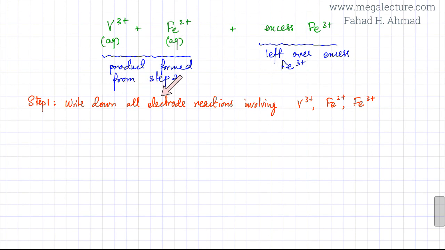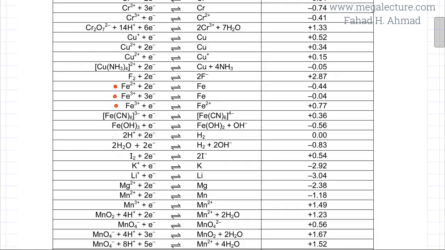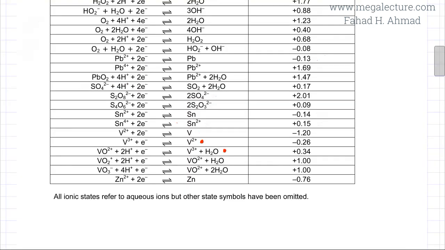So the first step is I'm going to write down all electrode reactions that involve V3 plus, Fe2 plus, and Fe3 plus. So referring to the data booklet again, I have marked the reactions that involve Fe3 plus ions or Fe2 plus ions. So these are the 3 electrode reactions that involve Fe2 plus or Fe3 plus. So I'm going to write down these electrode reactions, and then I'm going to try and figure out what are the electrode reactions involving V3 plus. And I have found the reactions that have V3 plus. So there's one reaction over here, an electrode reaction, where V3 plus is changing into V2 plus. There's another electrode reaction over here where V3 plus is getting oxidized, it's losing electrons to form VO2 plus. So I'm going to write down these 2 electrode reactions.